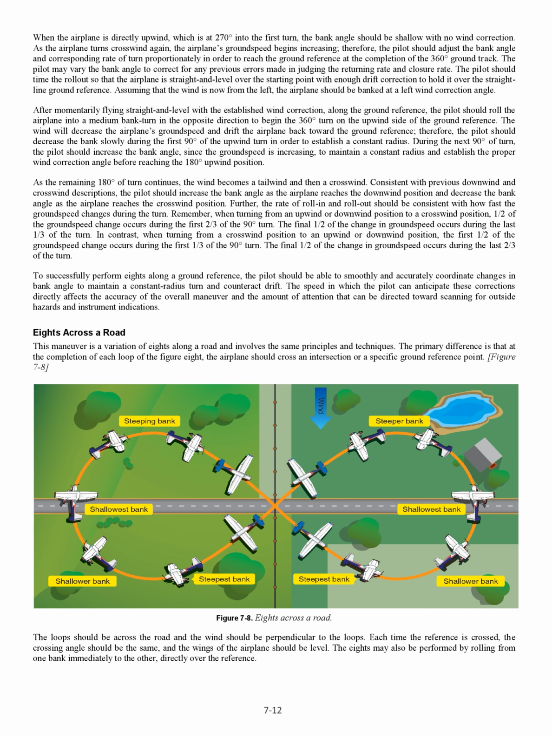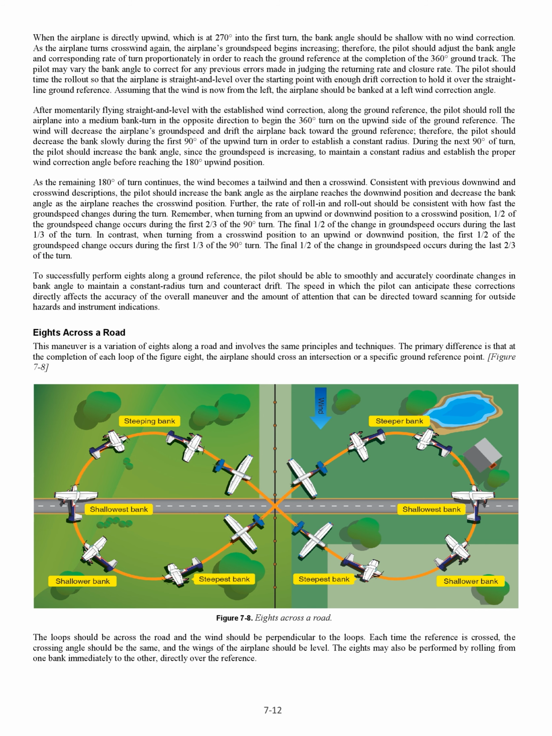To successfully perform eights along a ground reference, the pilot should be able to smoothly and accurately coordinate changes in bank angle to maintain a constant radius turn and counteract drift. The speed in which the pilot can anticipate these corrections directly affects the accuracy of the overall maneuver and the amount of attention that can be directed toward scanning for outside hazards and instrument indications.